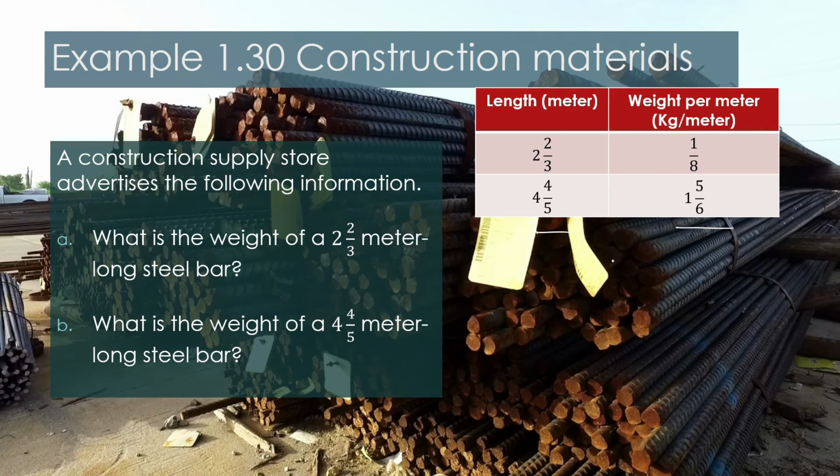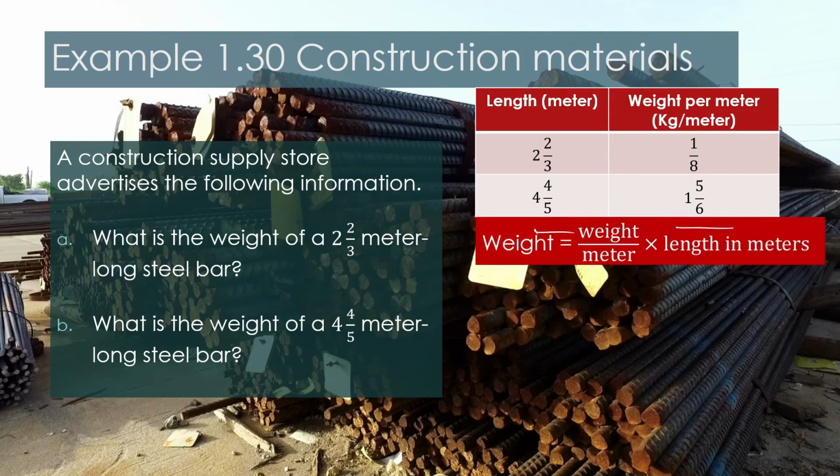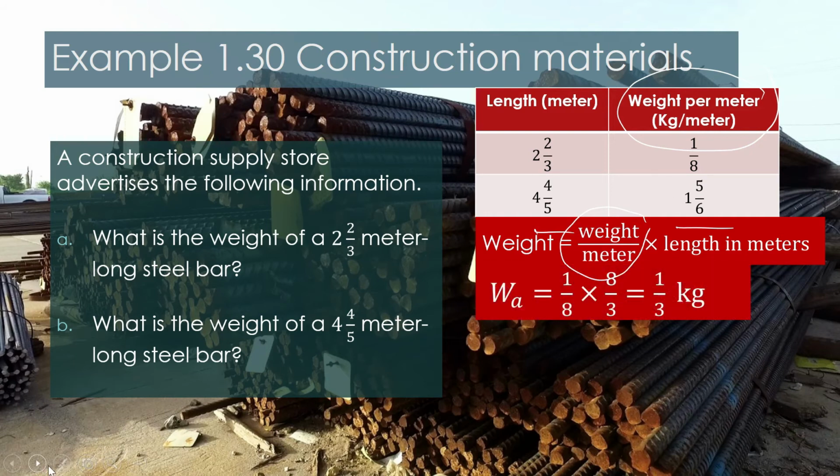What is the weight of a 2 2/3 meter long steel bar? So this is multiplication. The total weight is going to be the weight per meter, and you will see it here, okay, times the length of the steel bar in meters. And what is that equal to? So 1/8 times 8/3, the length of our steel bar. And where did that come from? It came from this. 3 times 2 is 6 plus 2 is 8.